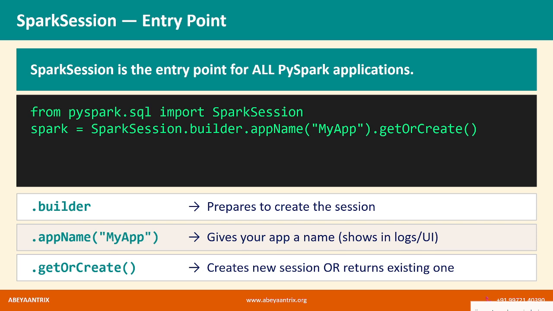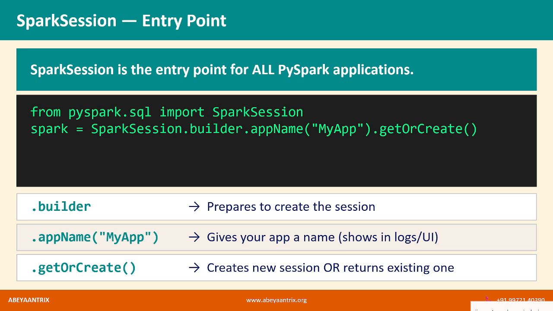So from pyspark.sql, import SparkSession. spark is equal to, as I explained, SparkSession is the class. Inside this class, we have this builder and then appName. So builder will help you prepare to create the session, and appName gives a name to your app. Okay. And then getOrCreate creates a new session, or returns the existing one if it is already created. Okay. So this is the main line you have to understand, you have to have in order to create the Spark session. So this line is fixed. You need to remember. So this is the code I have to write in order to create the Spark session.